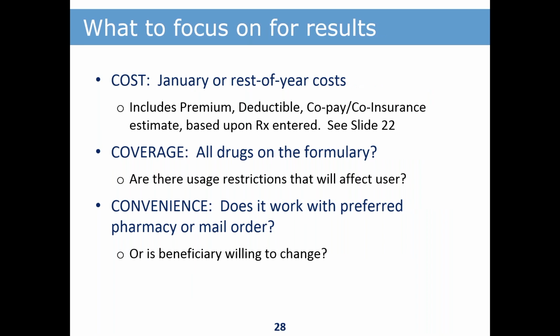So what I'd focus on for results with someone are the costs. That's the January or the rest of year cost. That's the one that includes their premium, their deductible, their copay or coinsurance estimate based on the prescriptions entered, and actually the pharmacy that they're using too. So that's covered on slide 22.